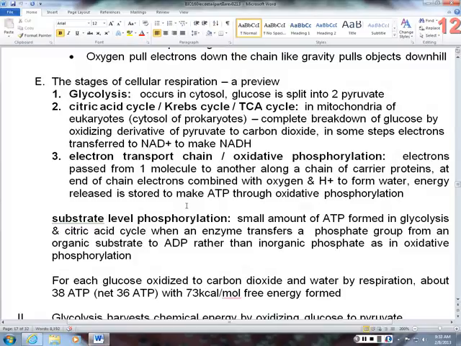When we look at the electron transport chain, it's going to go through oxidative phosphorylation. So you're going to put phosphorus on something, and it's going to involve oxidizing it as you do there. So electrons will be passed from one molecule to another down this chain of carrier proteins. And then at the end, you allow the hydrogen and oxygen to come together to make water.